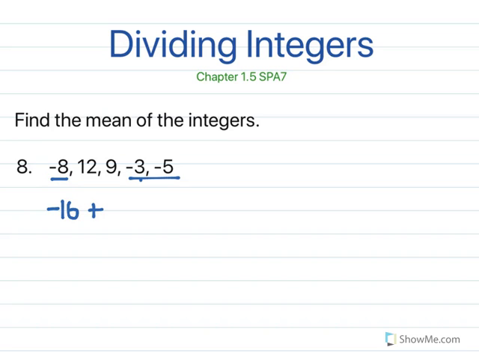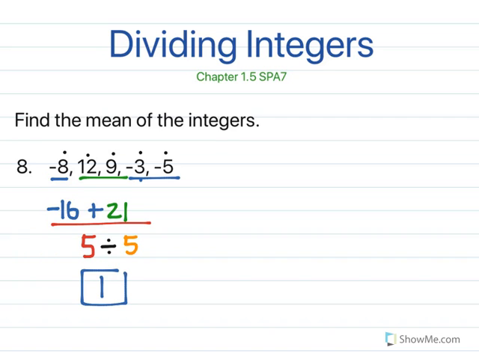Plus 12 and 9. 12 plus 9 is 21. I combine these, and so I have 16 negatives and 21 positives, which gives me 5 more positives. So I have positive 5. Now I'm going to divide this by, there are 1, 2, 3, 4, 5 numbers. So I'm going to divide it by 5. And I get a final answer of 1. So the answer to this is positive 1.